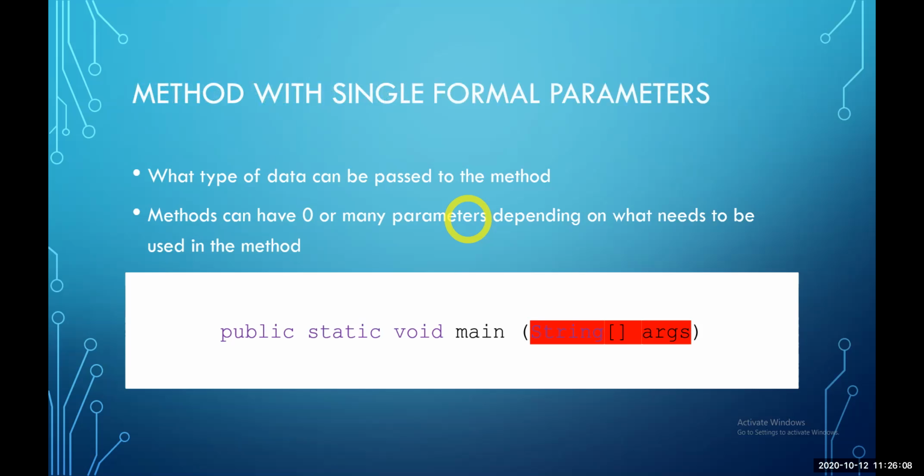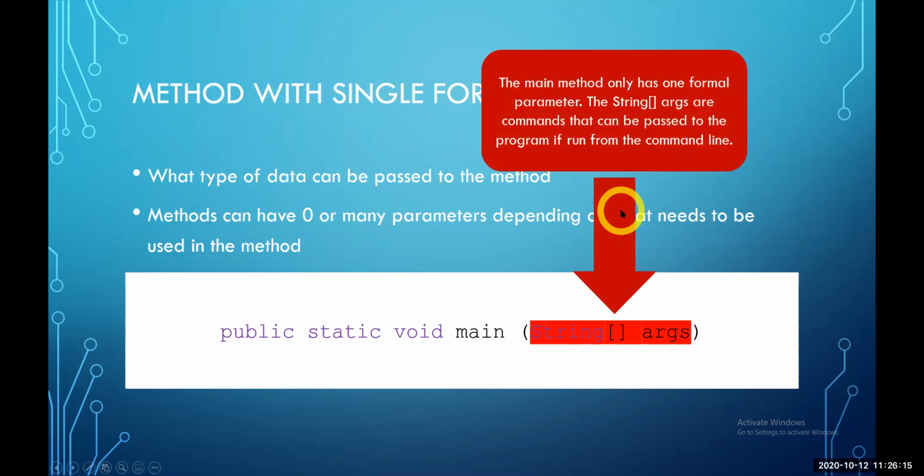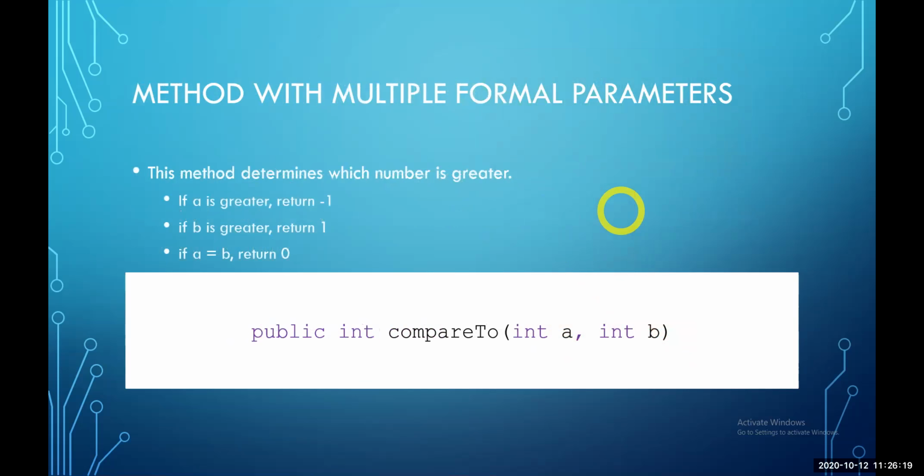All right, so the main method has a single form parameter, right? It just has one, String args. Just one form parameter, which is a list of strings. However, you can have some methods that have multiple form parameters.